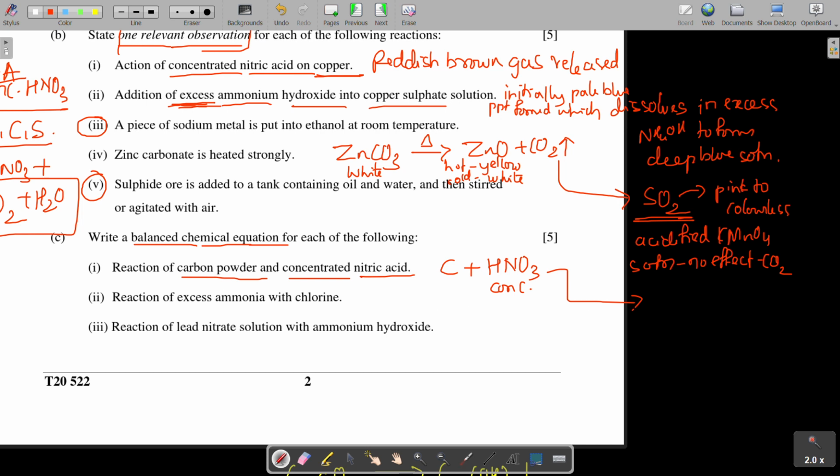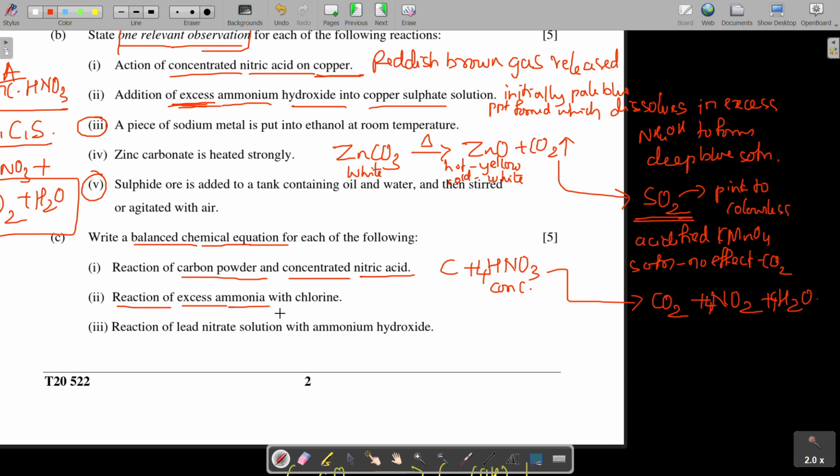Here carbon will be oxidized to carbon dioxide, and concentrated nitric acid will be reduced, so the reduced products are NO2 and H2O. So this is your skeletal equation, and this you have to balance. I'll just straight away write the balanced one here: 4 HNO3 you need, and you will get 4 NO2 and 4 H2O. But it is important to arrive at the skeletal equation because you know how to balance already.